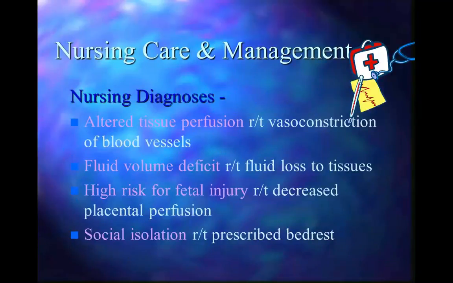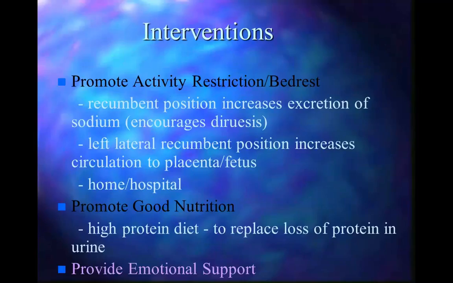So we look at nursing care and management, and the first thing we come up with is a nursing diagnosis. And so probably priority here is altered tissue perfusion related to that vasoconstriction of the blood vessels. But we also have fluid volume deficit, high risk for fetal injury, and then social isolation if she is on bed rest or restricted activity. So our interventions after we have our diagnosis is first of all to promote activity restriction or bed rest.